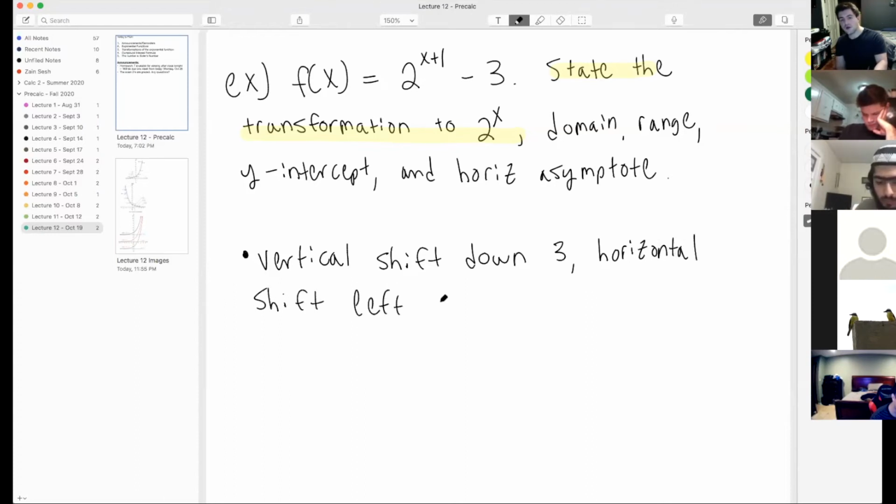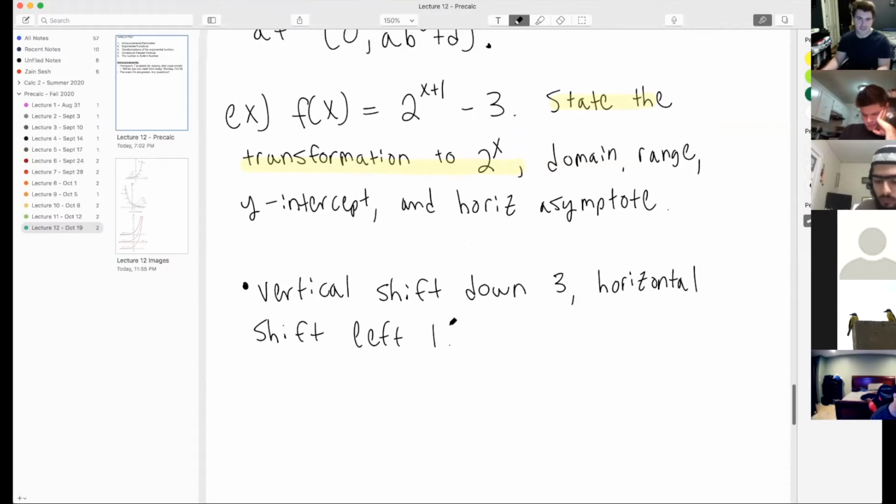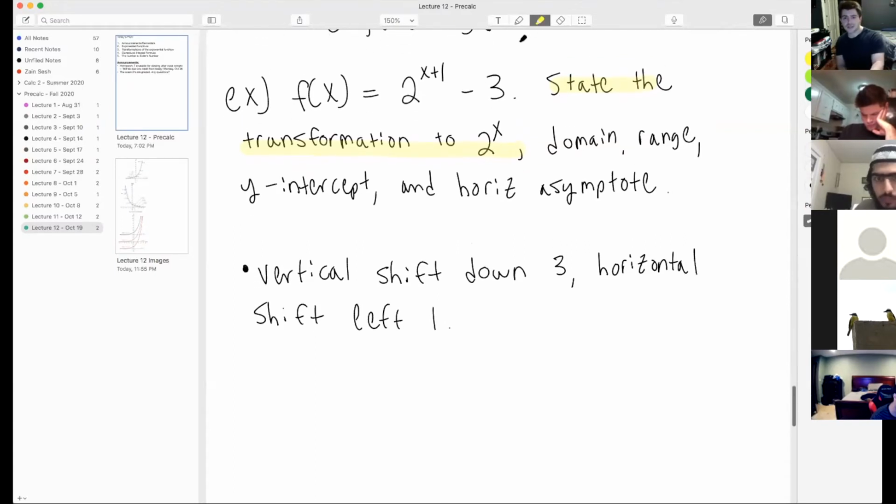And let me just explain quickly how I got these things. The minus 3 outside, that is precisely the vertical shift down 3. And the plus 1 to the input, you're adding 1 to the input of the function. We know that that corresponds to a horizontal shift left by 1. So the left is intimately related to the plus sign there. Plus 1 means left 1. Very good. Next, domain.